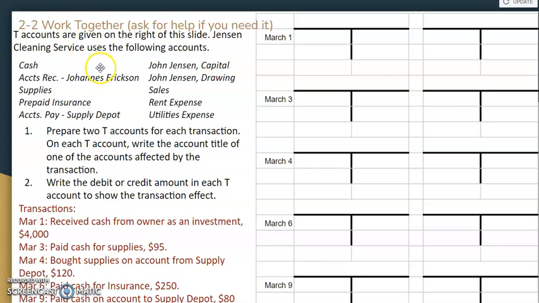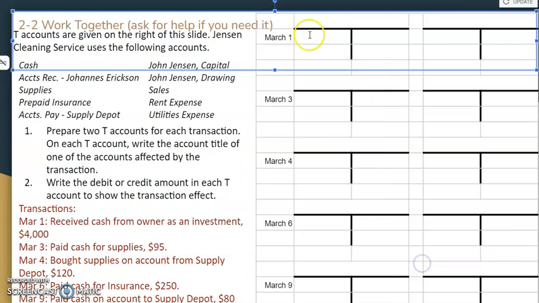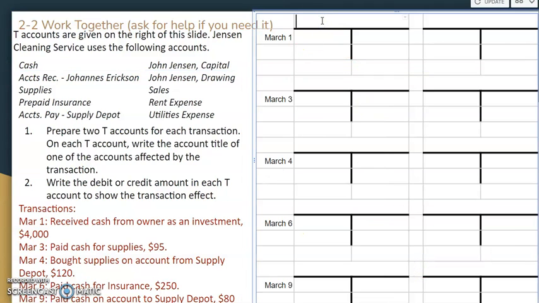2-2 work together. This time we're going to take it just a step further and you'll be identifying which accounts here listed are used on each transaction and then filling in the T account. So the first one, March 1st, received cash from owner as an investment, $4,000. The two accounts that we need to know, we might have to send this to the back. Okay. The first one is received cash, so we know we have cash from the owner as an investment. So John Gentene Capital will be our other account used.